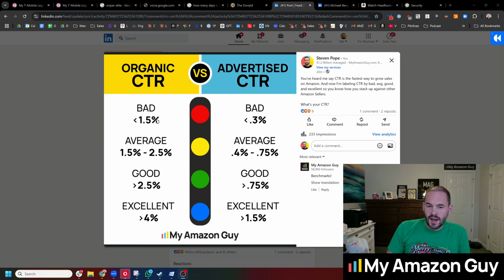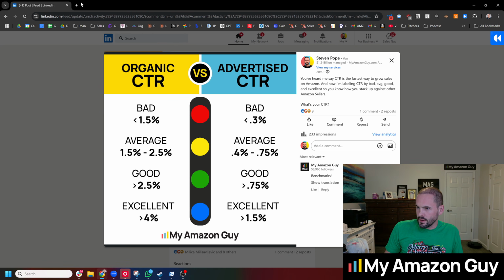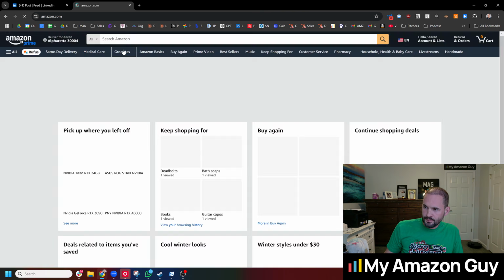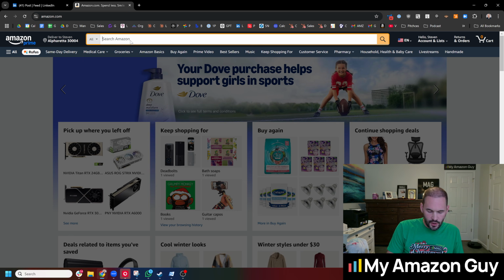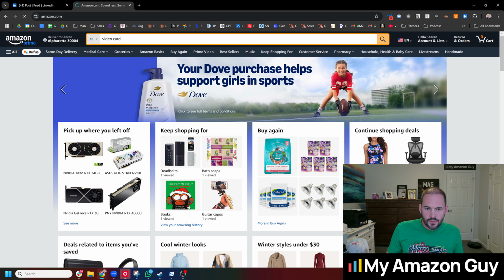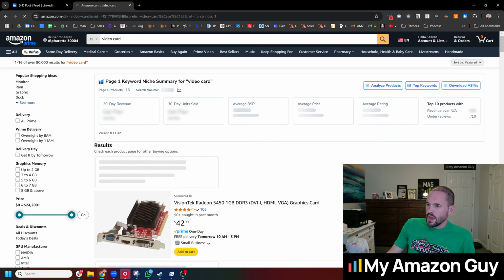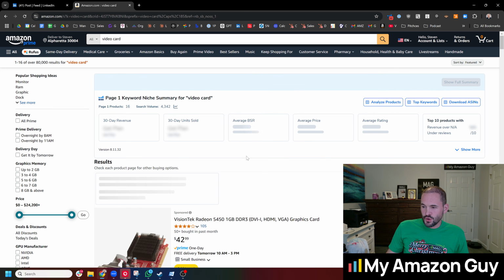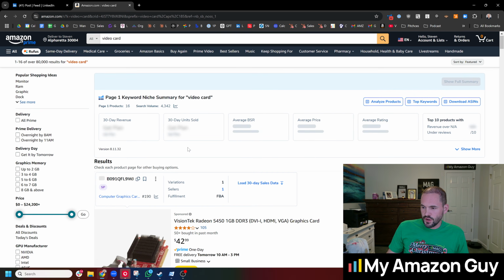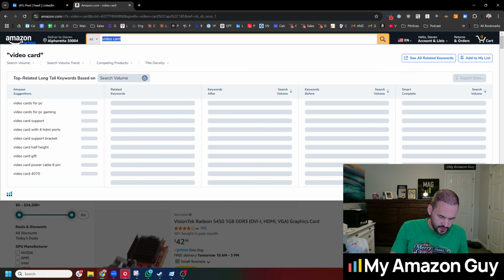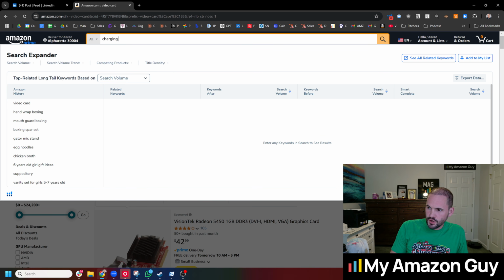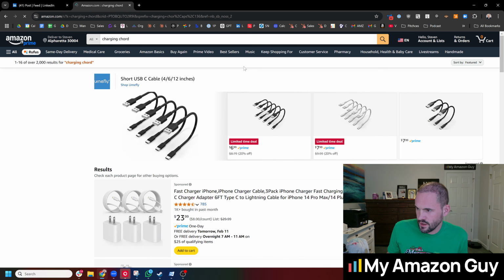Next is advertising CTR. Anything under 0.3% is considered bad or poor. So when we look at an actual listing over on Amazon, let's go to Amazon.com. We're going to type in, I don't know, video card, for a computer. And this would probably be a bad choice because there's not a lot of ads that trigger here. So I'm going to switch this up. Let's do, I don't know, charging cord. I guess I'm on an electronics kick right now.